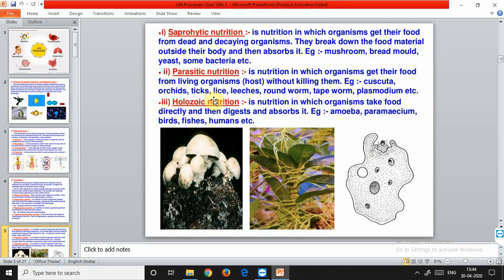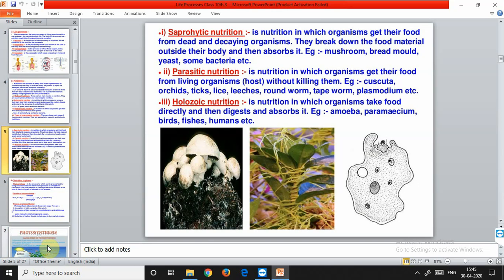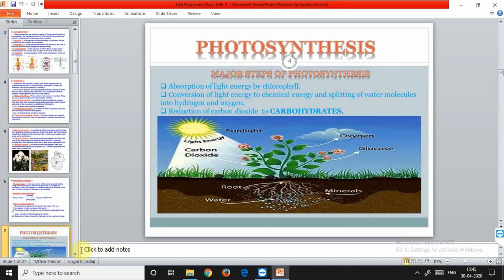Then the parasitic mode. In this, they derive their nutrition from other living plants. They were completely dependent on the other plants for the nutrition. The host is the organism on which the parasites are feeding. So if the host dies, then either they choose another host, or if they are very much dependent on them, then they also lose their lives. Then we talked about the photosynthesis process.